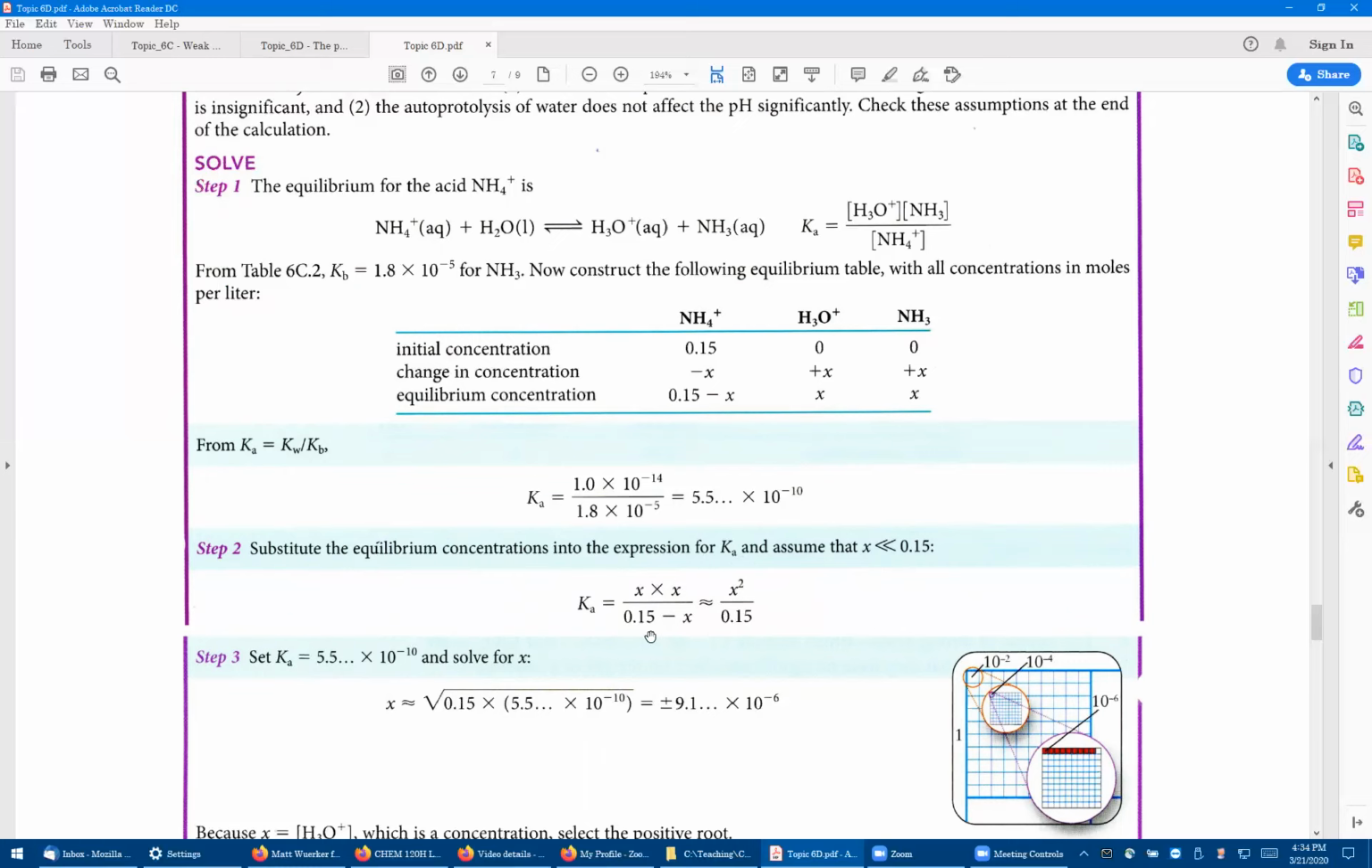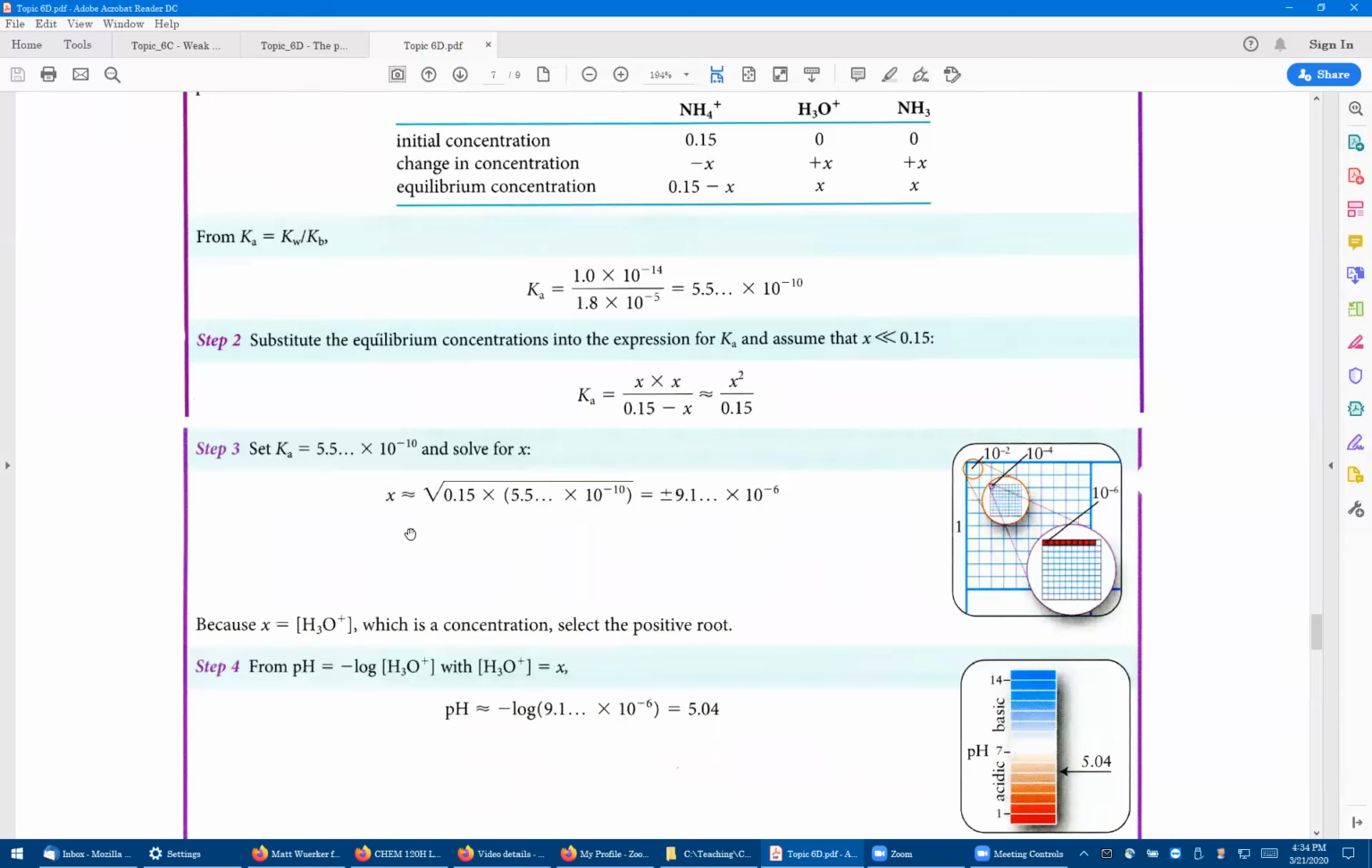So if we put the appropriate values into the equilibrium constant expression here, we've got X times X, which is X squared, over 0.15 minus X. Again, we'll assume that X is small compared to 0.15, so we can simplify it like this. So just rearrange this, take the square root, and you wind up with 9 times 10 to the minus 6.